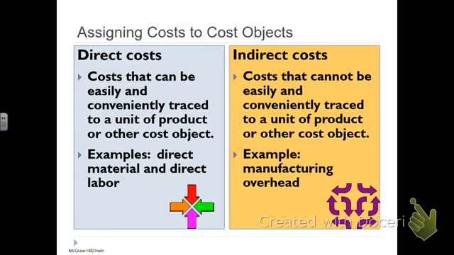We talked in terms of fixed and variable. We talked in terms of direct materials, direct labor, and manufacturing overhead. Another term we can use is direct versus indirect costs. Direct costs can be directly traced. Indirect costs cannot be directly traced.